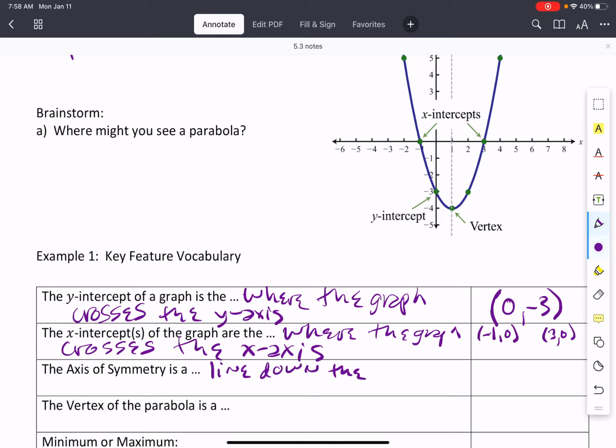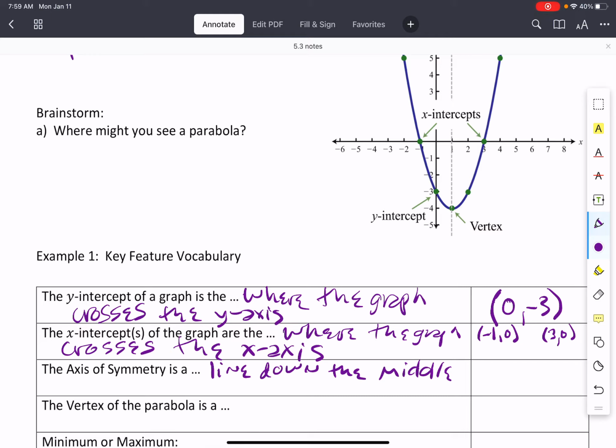Okay, the axis of symmetry is a line down the middle. You guys remember what symmetry means? It's like the same on both sides. You guys used to use symmetry to make Valentines, right? You fold a piece of paper in half and you cut out half the heart. Does that make sense? Okay.